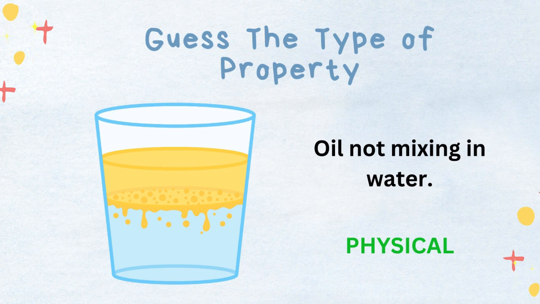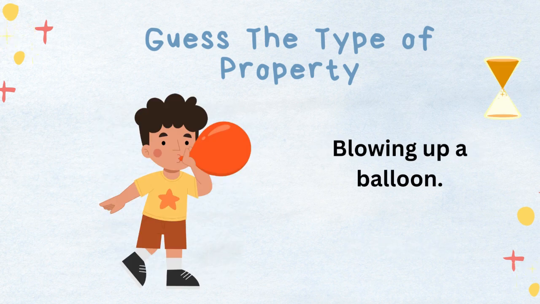Physical property. The immiscibility of oil and water arises from the different types of intermolecular forces that exist between oil molecules, usually nonpolar, and water molecules, polar. Since these forces are different, there is little attraction between oil and water molecules, leading to their separation into distinct layers when mixed. Blowing up a balloon.